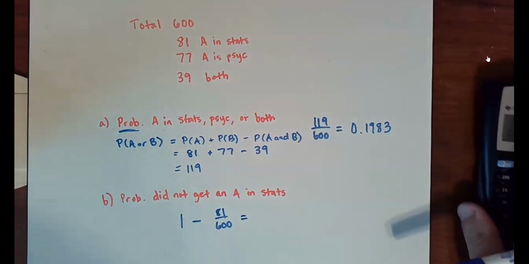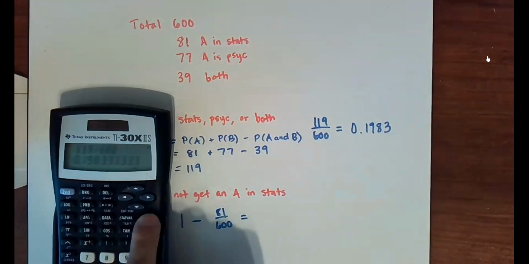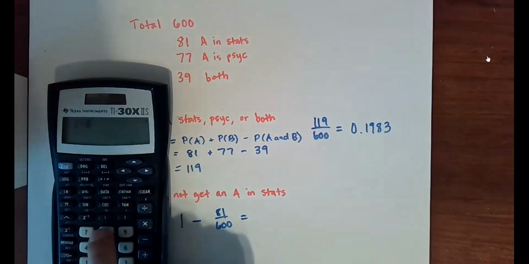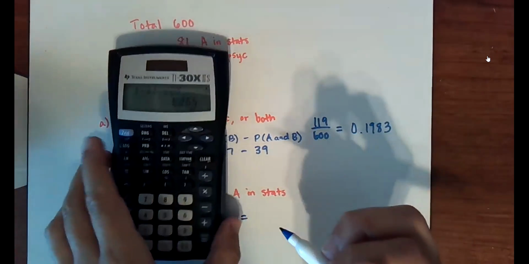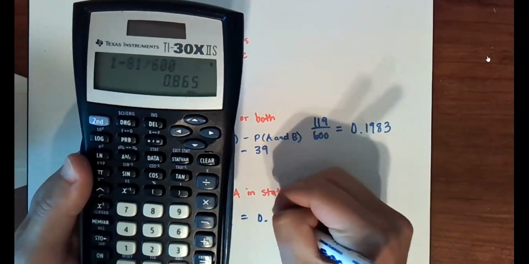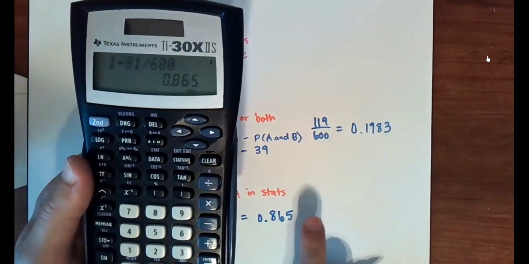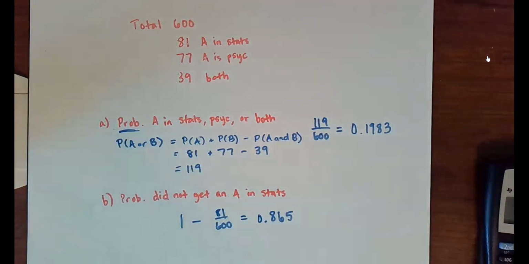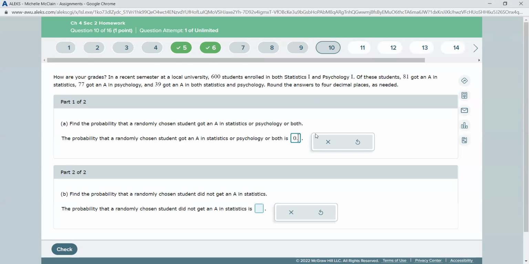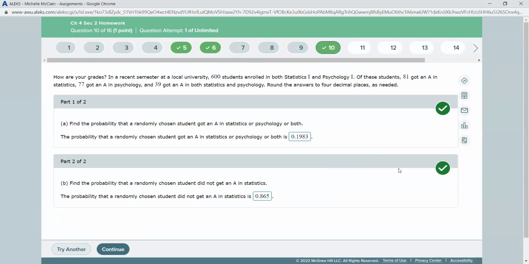Now I'm just going to let my calculator do this work for me. So I'm going to subtract. So 1 minus 81 divided by 600. And we get the decimal. Sorry, you can't really see very well. We get the decimal 0.865. So we don't have to do any rounding because we don't have 4 decimal places. So we're just going to leave it be. Okay. All right. So I'm going to switch my screen. Let's go ahead and put our solutions into our Alex problem. And let's check. And we can see we got them right.